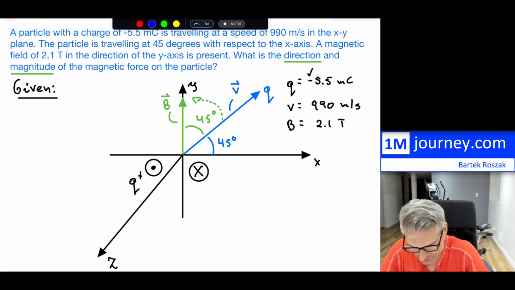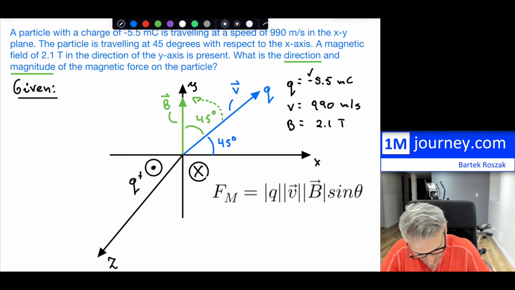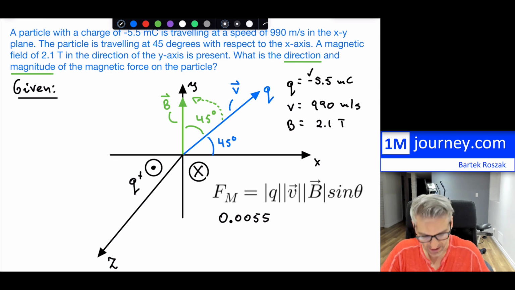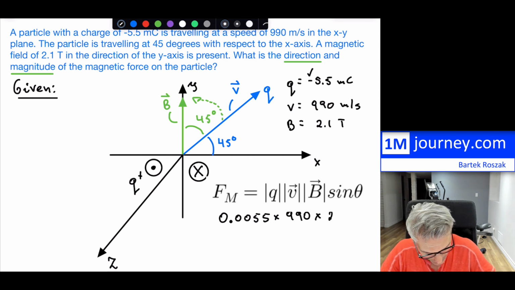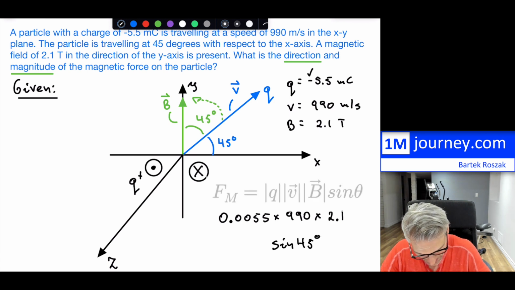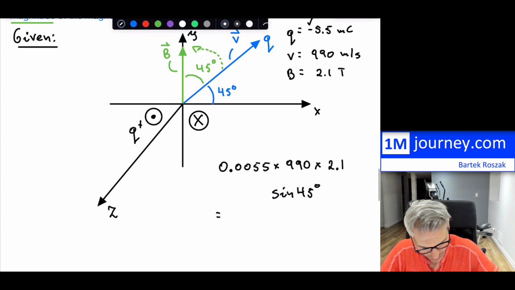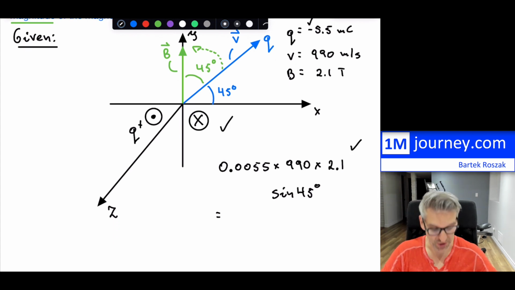The magnitude is much simpler. Notice it's 5.5 millicoulombs, so I'm going to change this to coulombs. I don't need the negative here because I just need the magnitudes. This is 990 and this is 2.1. Now we need to multiply all of this by sine of the angle, so sine of 45 degrees. And there you go. So we have the direction, and then we're going to have the actual calculation.